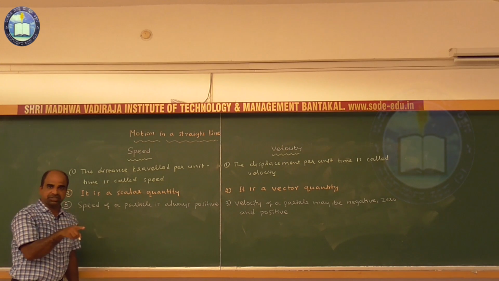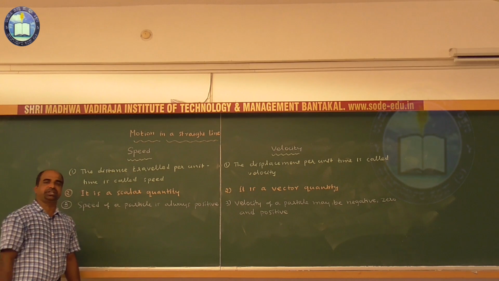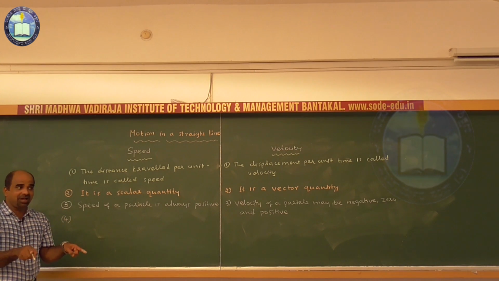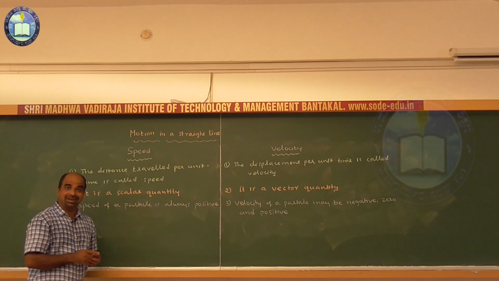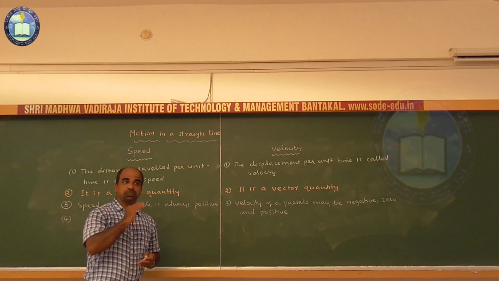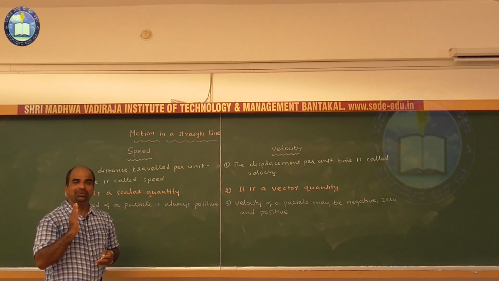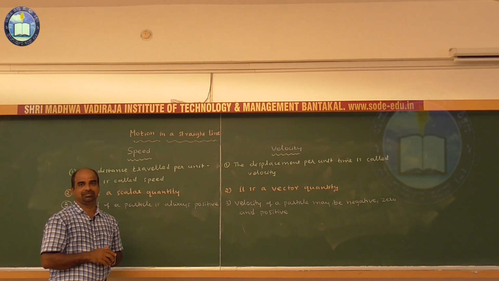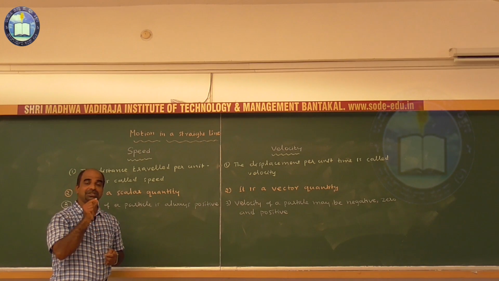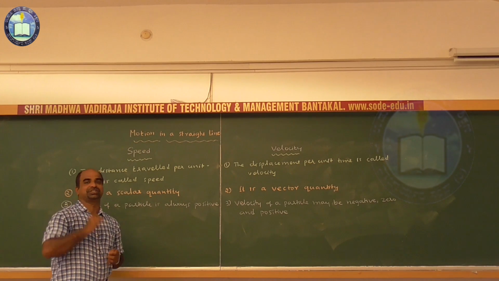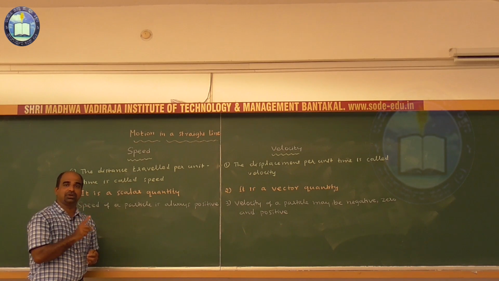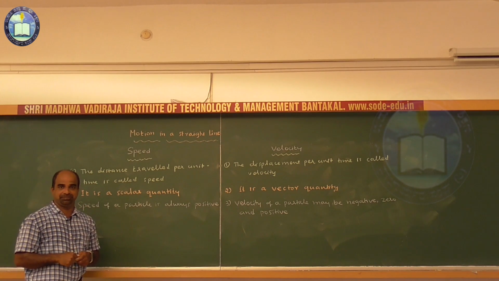If the speed is constant, velocity may not be constant. Why? Speed constant means only magnitude remains constant, but velocity is said to be constant only if both magnitude and direction are constant. Because speed does not give any idea about the direction of motion of the body.